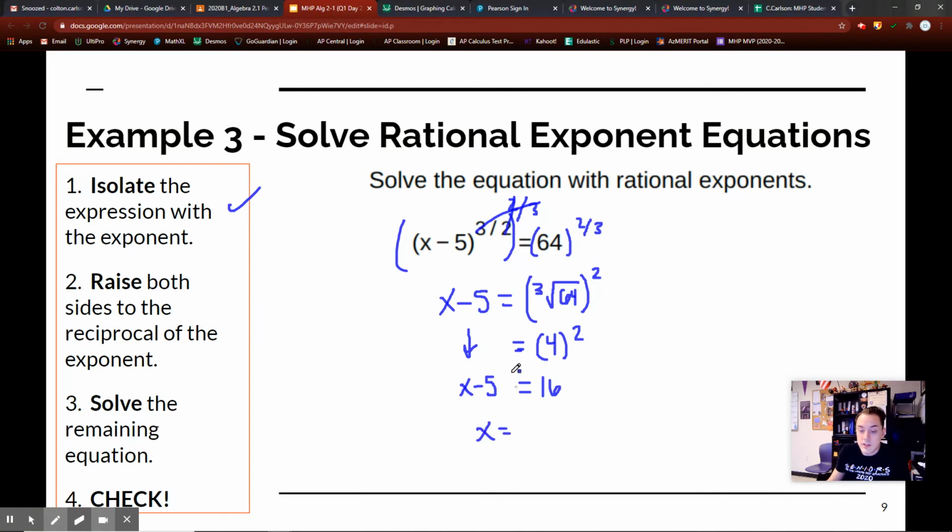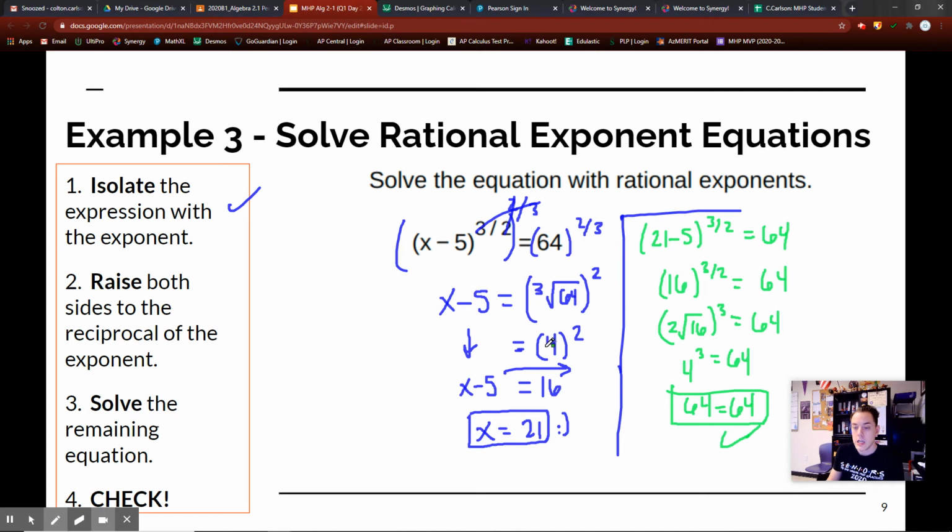So X equals, I add the 5 over to the other side, so that becomes 21. That is my final answer. And now when I do check it in, it does check out, as you'll see right here.